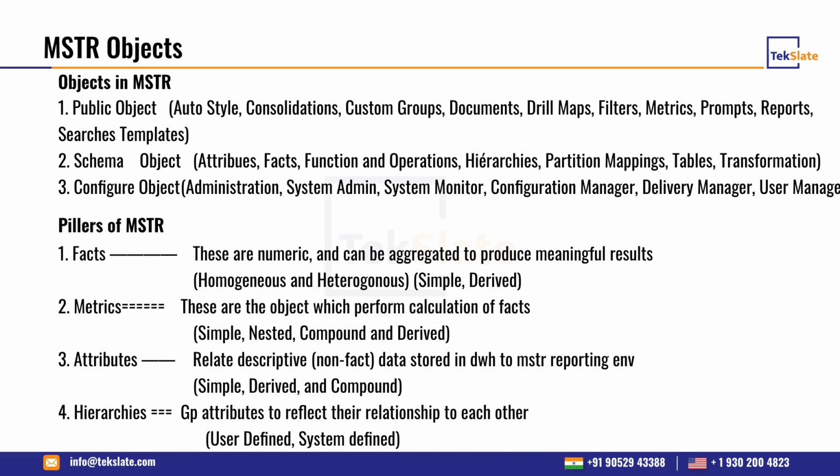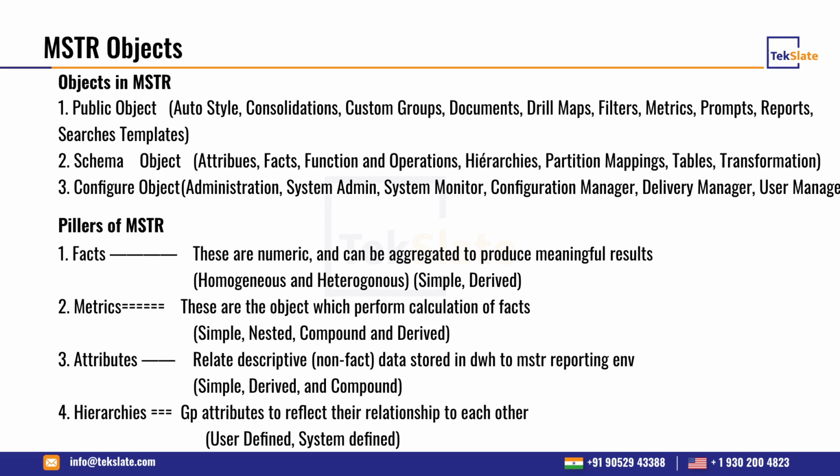Now we are deep diving into the conceptual part. The concept is objects. When we talk about objects, MicroStrategy has three different objects. First is the public object, second is the schema object, and third is the configuration object. But now I am discussing only the configuration object because this is the monitoring part. Public objects are visible to everyone. Schema objects are not visible to everyone.